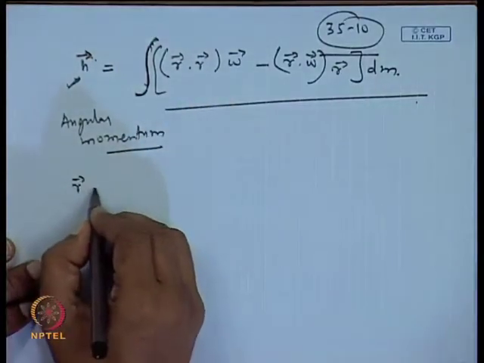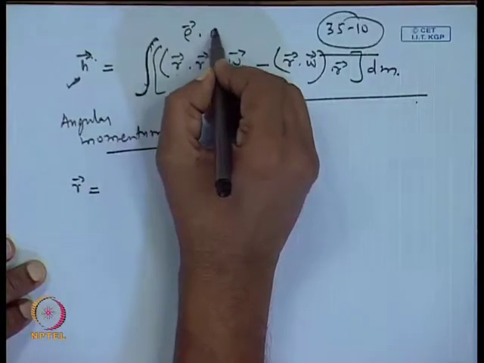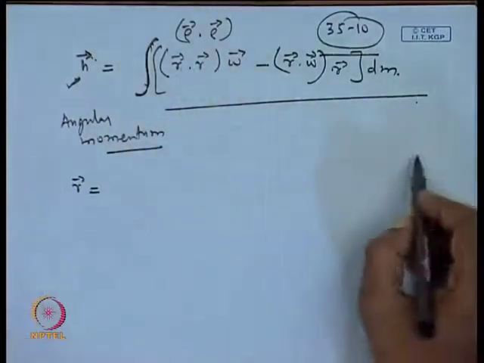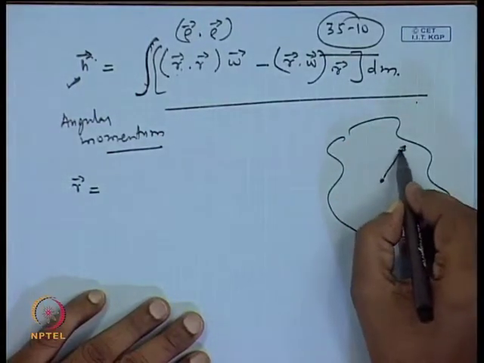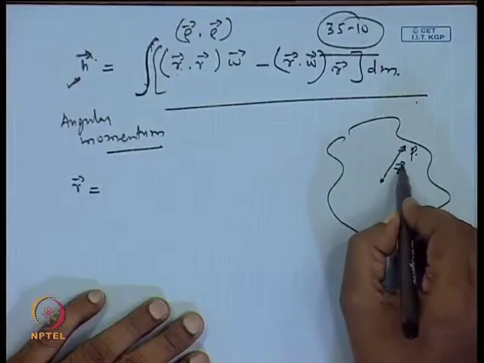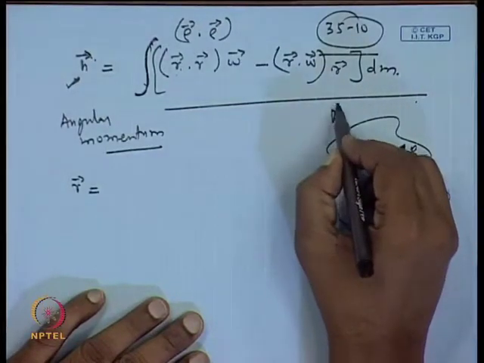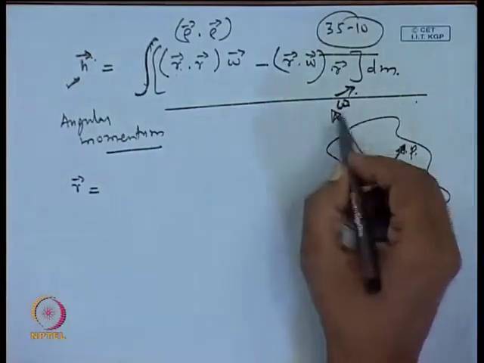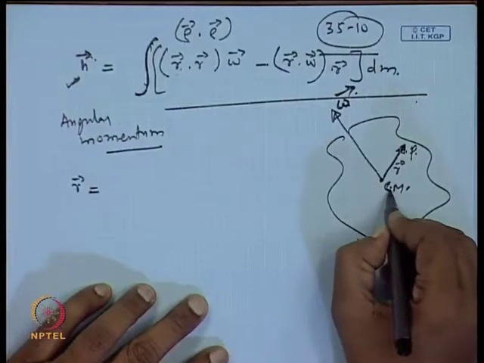So, say r equal to r, or perhaps in the last lecture we chose rho. Either you can use r or rho, where we are considering this body, any point p is there, and this is the vector r from here to here, and omega is the angular velocity vector. We are taking this as the center of mass.